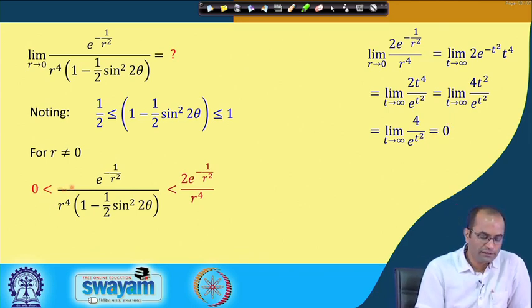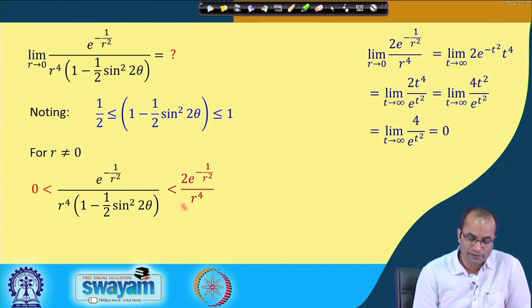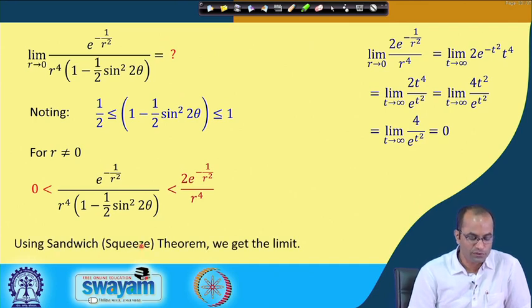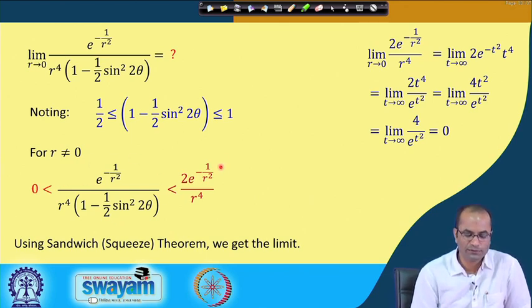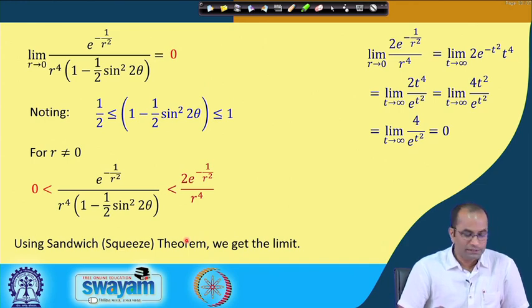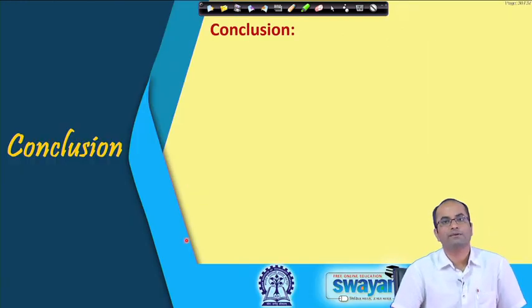So what we see is that this term, whose limit we want as r goes to 0, is between 0 and something which again goes to 0 as r goes to 0. So by the squeeze theorem or sandwich theorem, we get the limit, because this is 0 and in the limiting scenario the upper bound is also going to 0. So this limit has to be 0. In this case now we can conclude this.